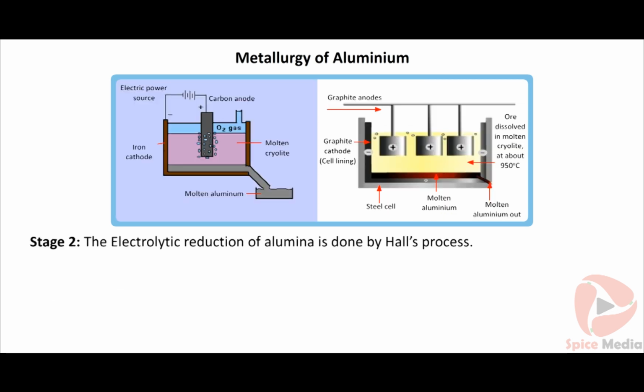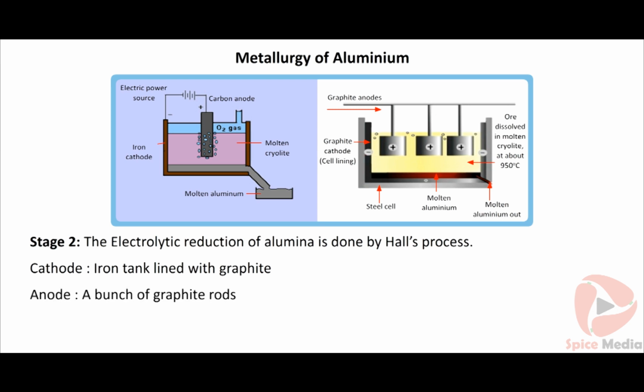The electrolytic reduction of alumina is done by Hall's process. Aluminium is produced by the electrolytic reduction of fused alumina, Al2O3, in the electrolytic cell. Cathode: iron tank lined with graphite. Anode: a bunch of graphite rods suspended in molten electrolyte, pure alumina plus molten cryolite plus fluorospar.